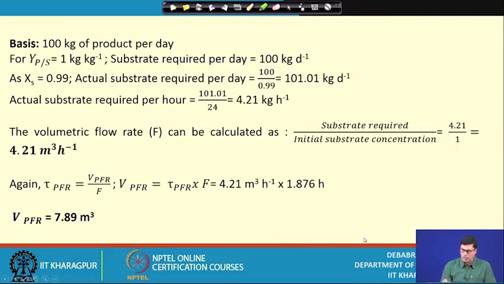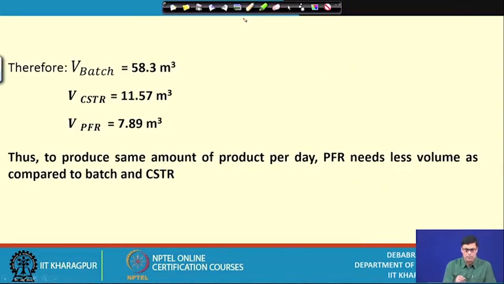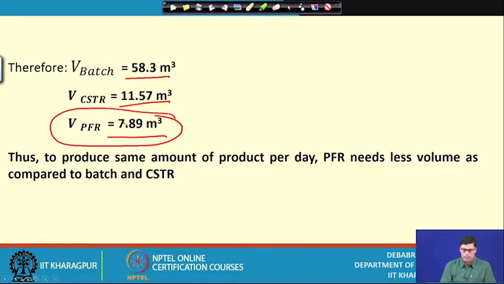Now from the previous problem we already found the flow rate, and tau plug flow reactor is the volume by flow rate. So the volume of the plug flow reactor we can easily calculate like this, 7.889. So in this problem, we found the batch process volume is 59.3 cubic meter, CSTR 11.57, and plug flow reactor 7.89. That means our recommendation is the plug flow reactor. The plug flow reactor will be most suitable for this particular production process.